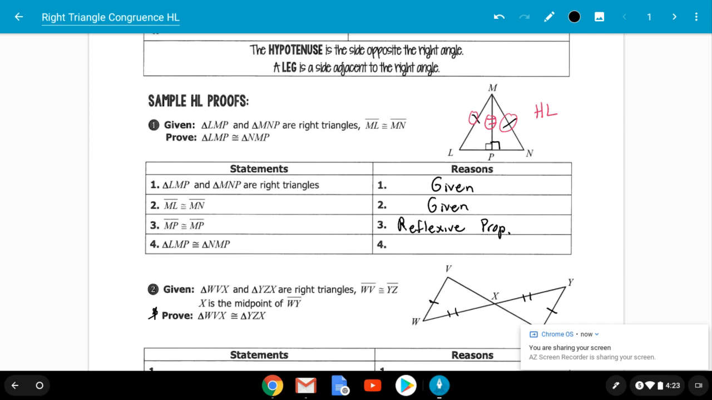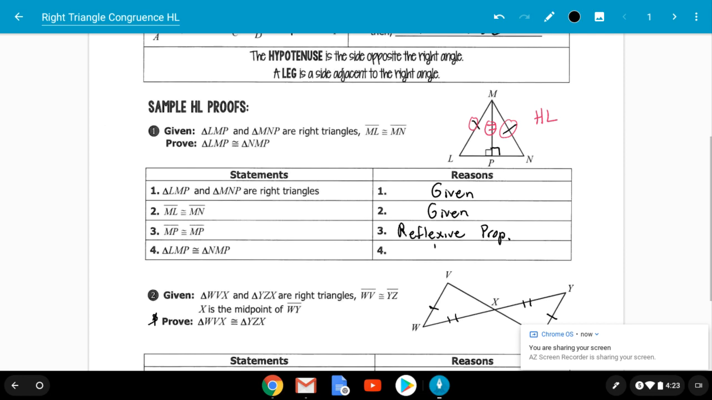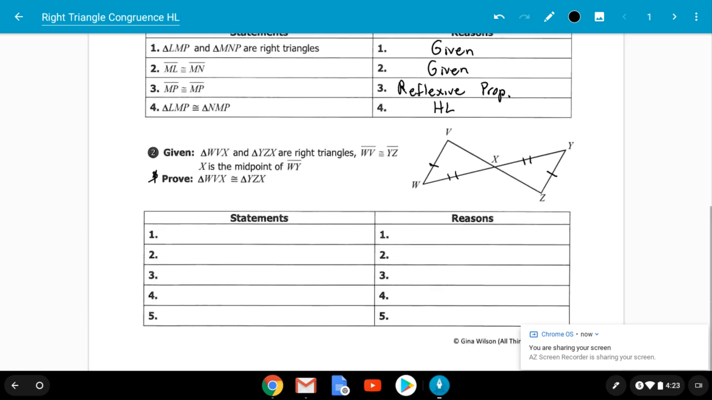Think of the word reflection. You see yourself in the reflection. So maybe that will help you remember that. And then when we did this without the proof, we said we had enough information, and we said the two triangles were congruent by HL. And that's it. You are done. Okay, let's look at another one.